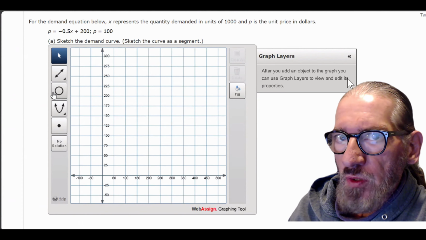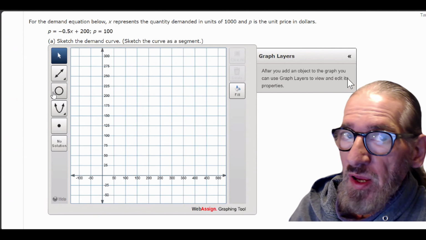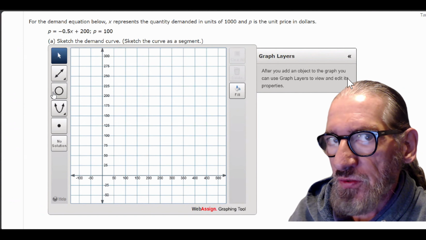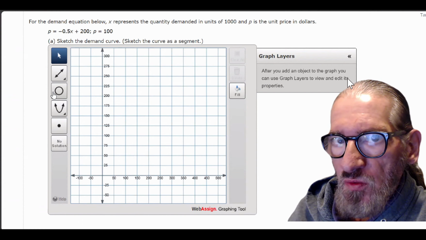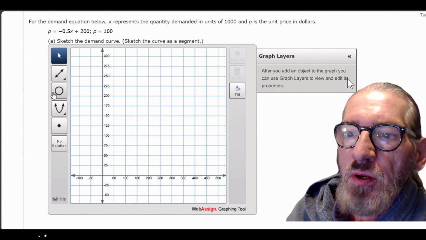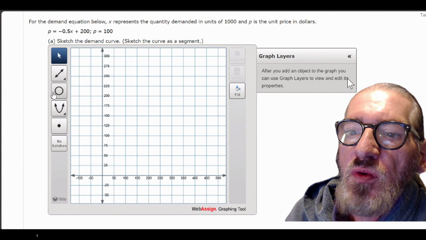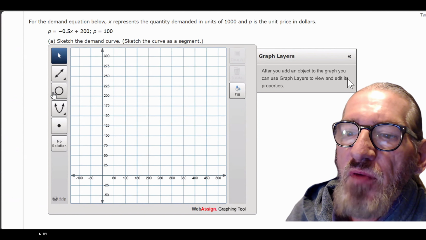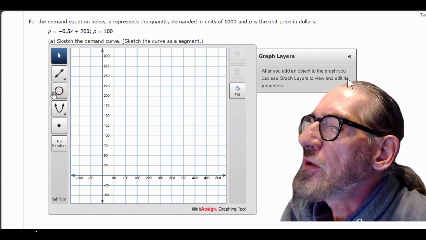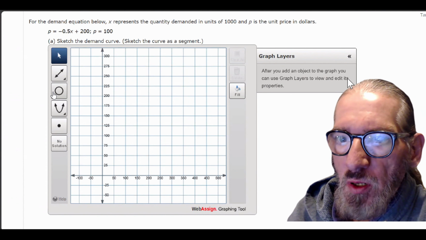We're going to take a look at doing some graphing of lines or rays or line segments, as appropriate for the particular question that is showing within Cengage's WebAssign. We have a demand equation here where P is equal to negative 0.5x plus 200. Do not worry about the 100. That comes up in a later part.